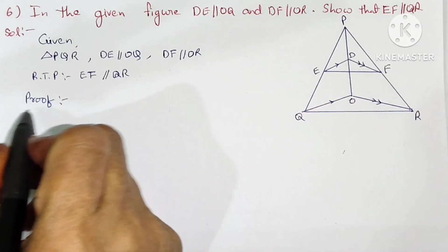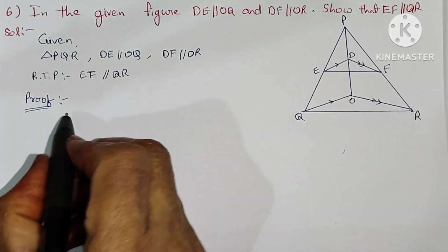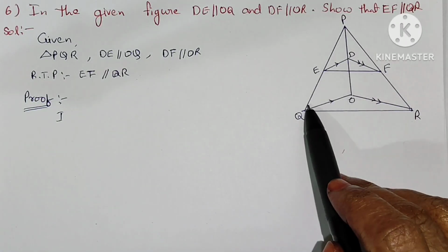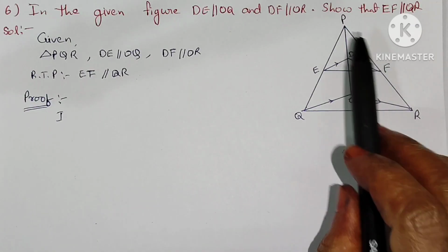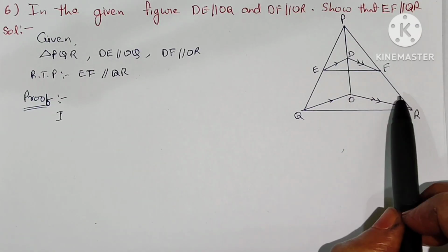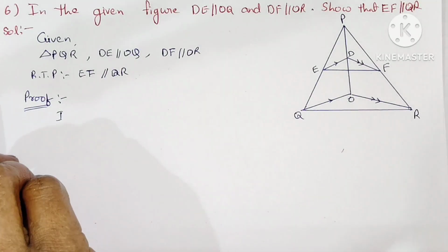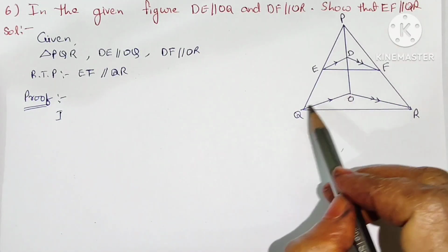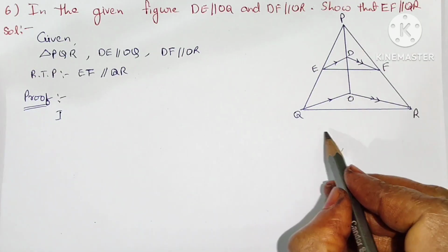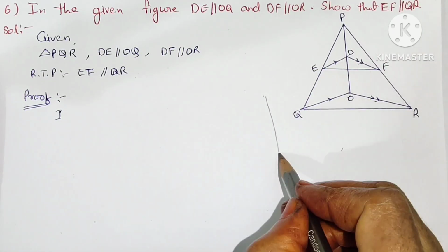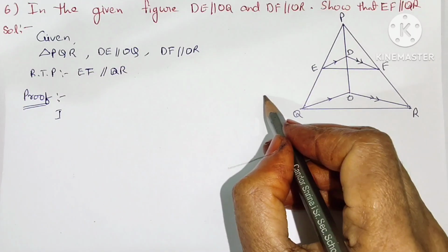Proof: first we observe this. PQO is one triangle and POR is another triangle. So first we use triangle POQ. This triangle POQ we use here.